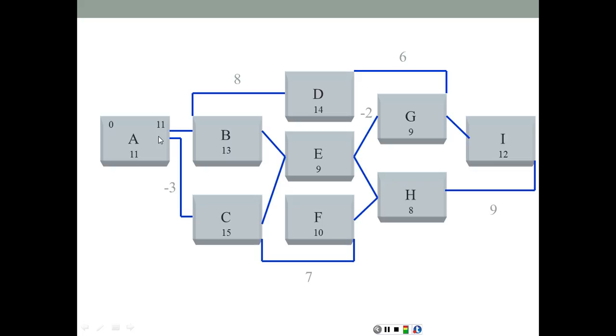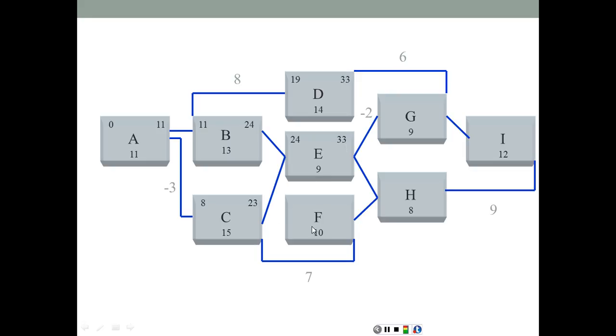Activity A, 0 and 11. B is going to be 11 and 24. C, 11 plus negative 3, so it's going to be 8 and 23. D is going to be 11 plus 8, that's 19, plus 14, that's 33. E has two immediate predecessors. We have 24 coming from B, 23 coming from C. Forward pass, we take the larger number, so here is going to be 24 plus 9, that's 33.